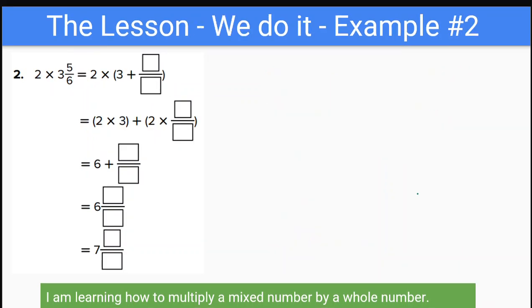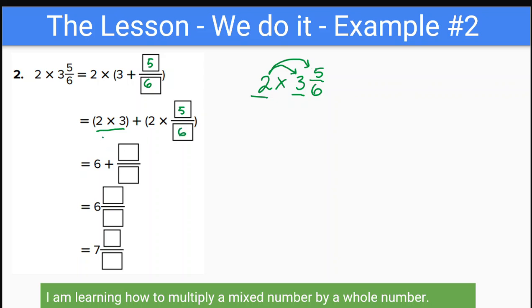Okay, this one is 2 times 3 and 5/6. We're going to go the whole numbers first, and then we're going to do the fractions. 2 times 3 and 5/6 is the same thing as 2 times 3 plus 5/6. We're going to use the distributive property. We're going to go 2 times 3, and that's what they're doing here, 2 times 3, plus 2 times 5/6. That's going to be the second arrow like this, 2 times 5/6.